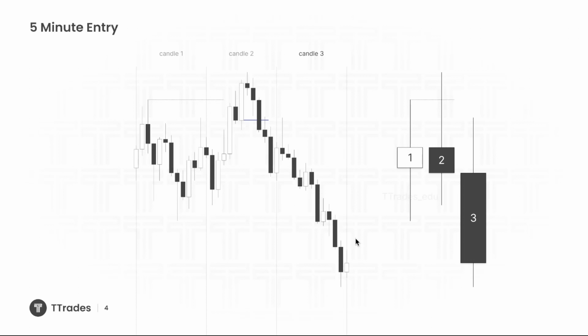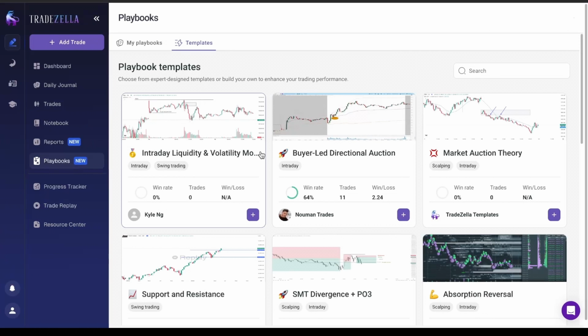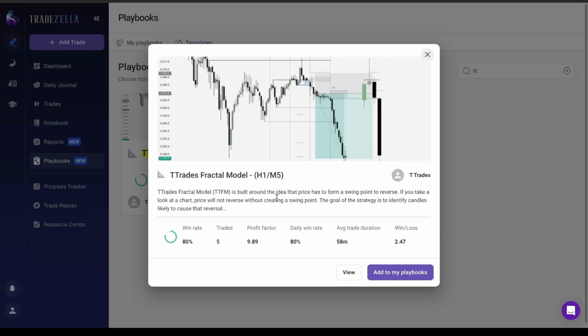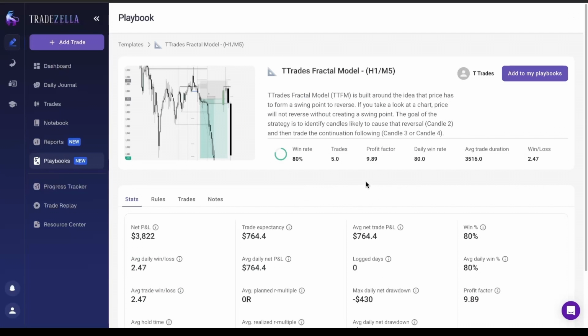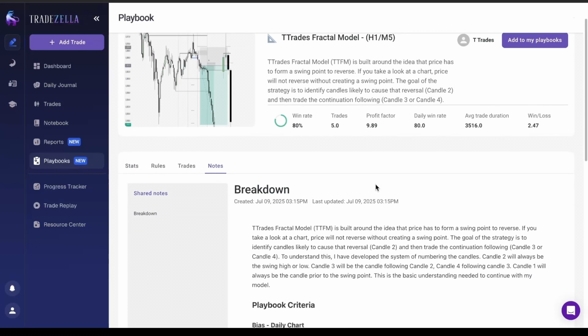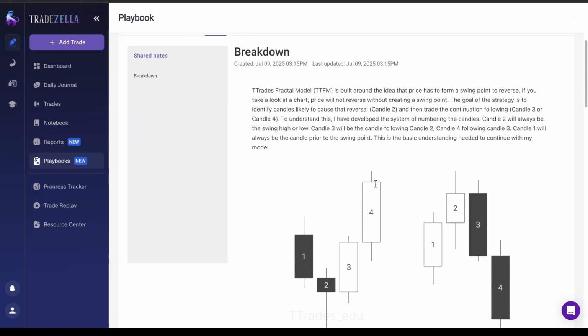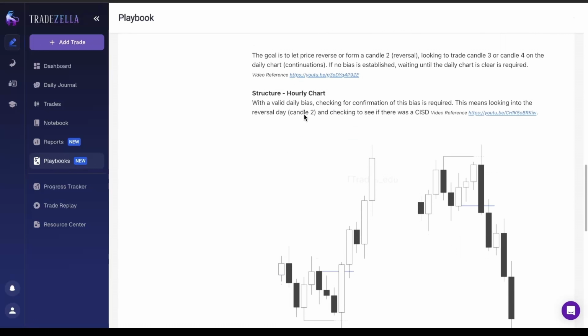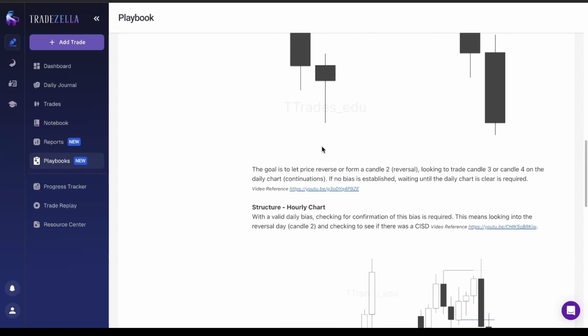Let's go into Tradezella and go over a few examples of this. To find my playbook in Tradezella, you'll just find this left panel here, go to Playbooks and search TTrades. And you can see my playbook shows up here for the intraday using the hourly and 5-minute. Here you can add the template to your playbook if you want to use it, or we can just view it. Now, if you want to review everything that we've gone over in this video, you can have a breakdown right here, and it goes over all the concepts we just talked about prior with video references.